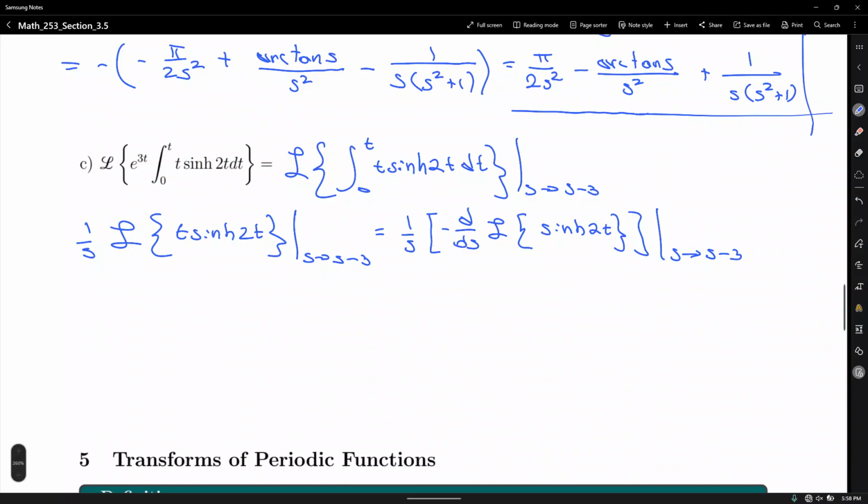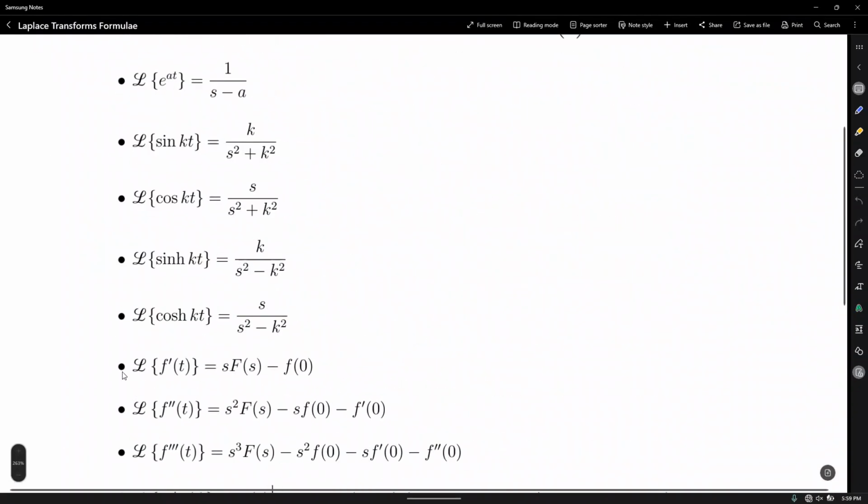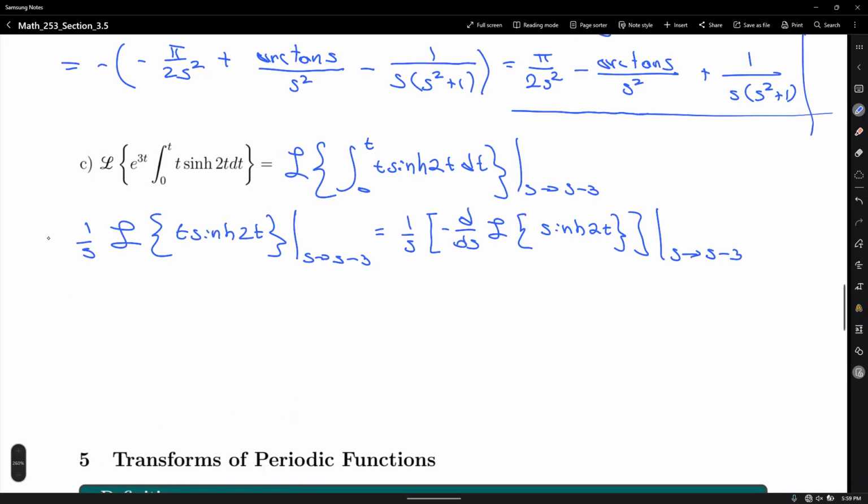Okay, finally, let's find the Laplace transform of sinh. It's just like the sine function, except with a negative sign in the denominator. That's all it is. And if you want to verify that, well, refer to the formula sheet. Okay? Sinh k over s squared minus k squared. All right, let's go. So that equals 1 over s negative the derivative with respect s of 2 over s squared minus 4, whatever we get, shifted at s equals to s minus 3.